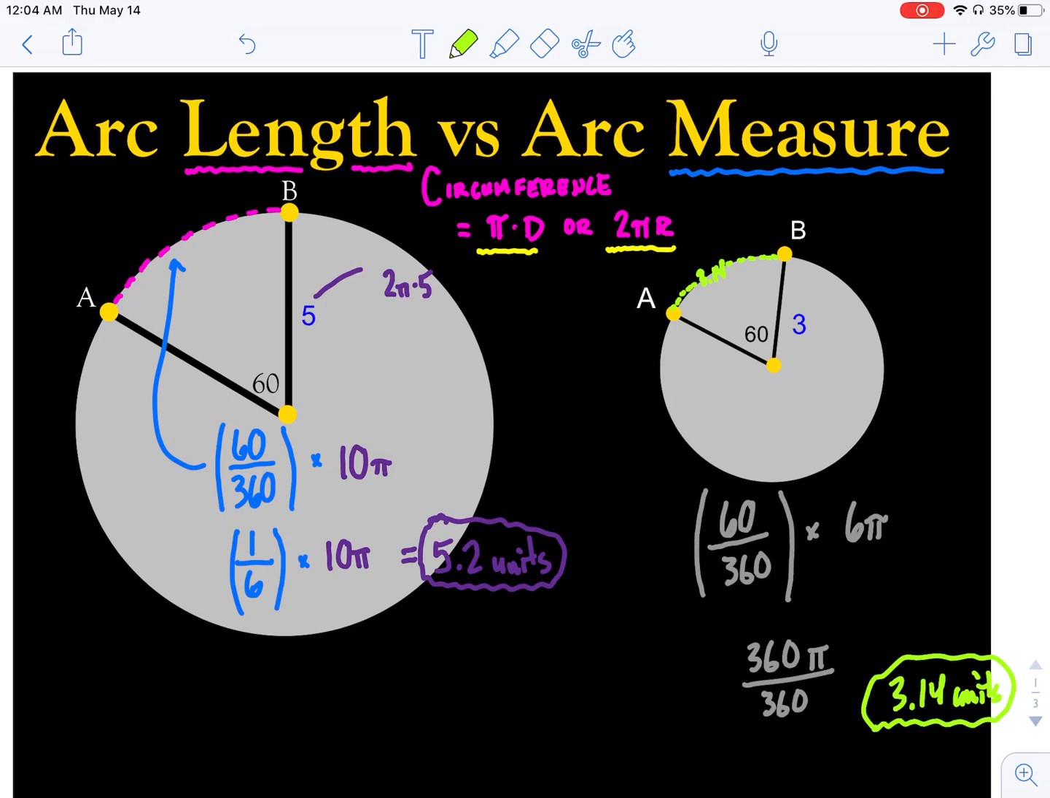So that's a little bit about arc length versus arc measure. Kind of easy to confuse because you'd measure to get length, so it just seems kind of confusing. But remember, length is actually how long it is from point A to point B, or whatever point on an arc. That's it. Thanks.